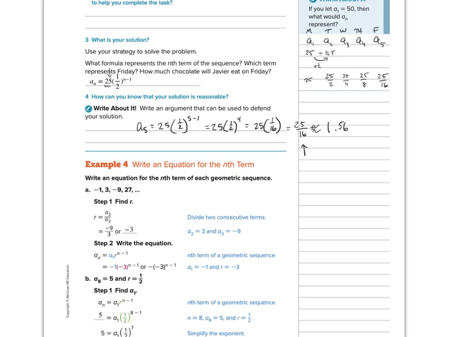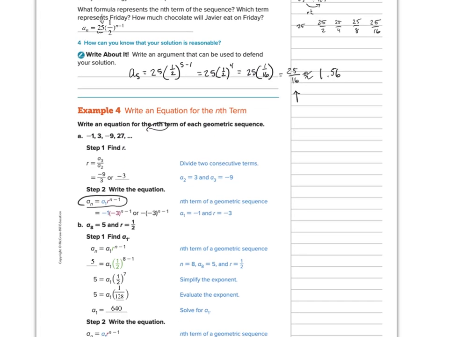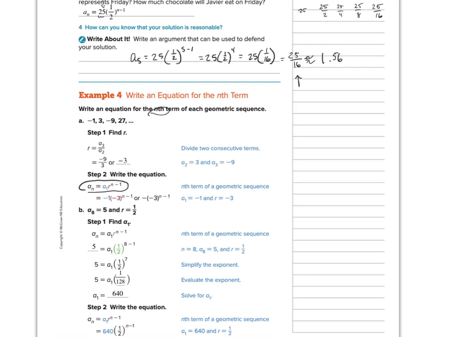Okay, so now write an equation for the nth term of each geometric sequence. So we have to remember the nth term equation. They're wanting us to do that. What do we need to find out in order to write that equation? One, we need to know what A1 is, my starting point, and we need to know what the ratio is. So A1 would be my starting point. That's where I begin. And then what is the ratio?